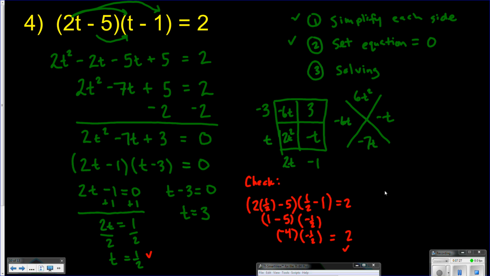Let's check 3 now. We've got 2 times 3 minus 5.